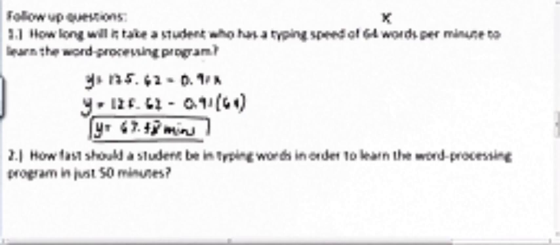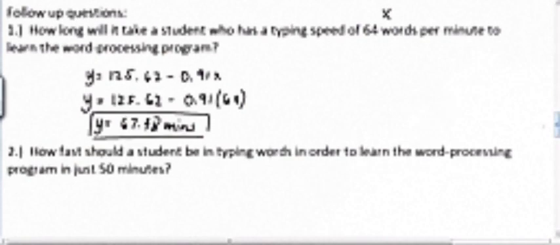So, that means if the student has a typing speed of 64 words per minute, it will take 67.38 minutes for him to learn the word processing program. Okay? Next follow-up question: how fast should a student be in typing words in order to learn the word processing program in just 50 minutes? So, what's given here, guys, is not the words per minute. What's given is the time to learn the word processing program.